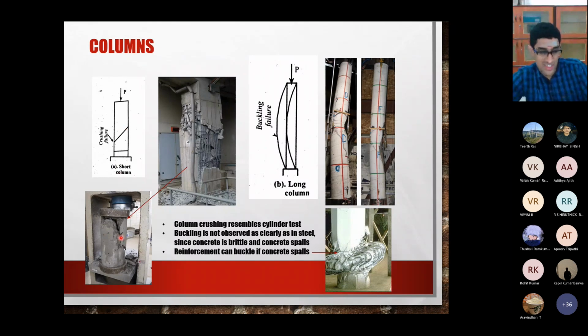In this picture, it looks like shear failure. That's it. It's crushing failure, and this is under perfect compression. Okay, a column is also something which takes pure compression.